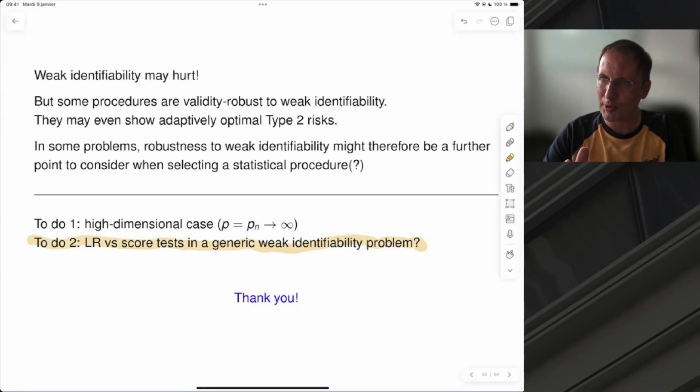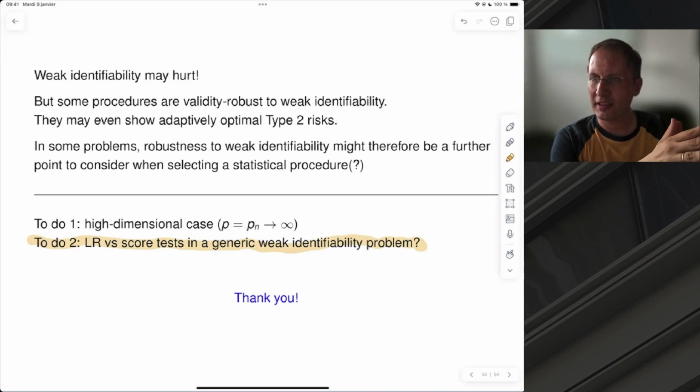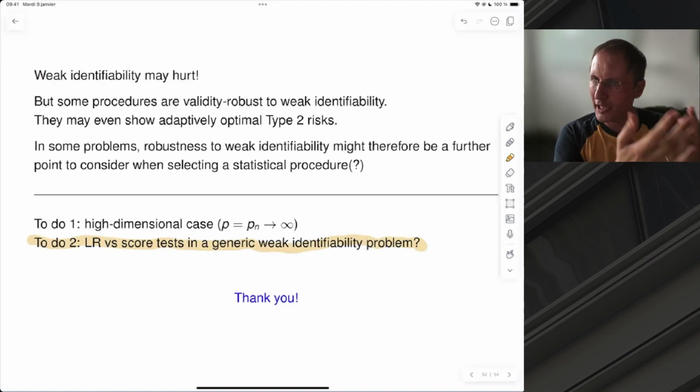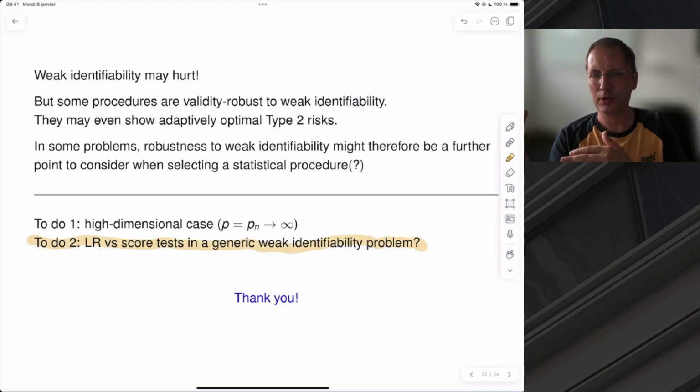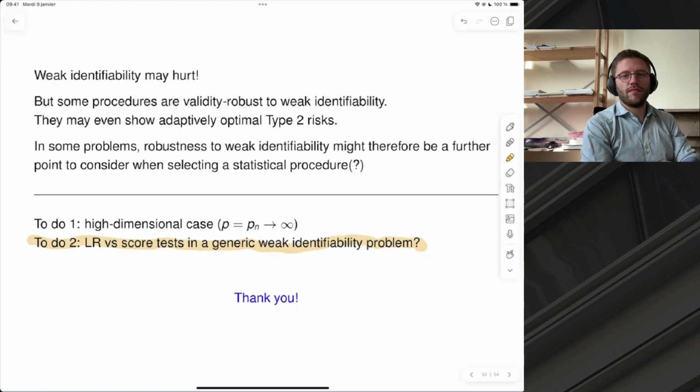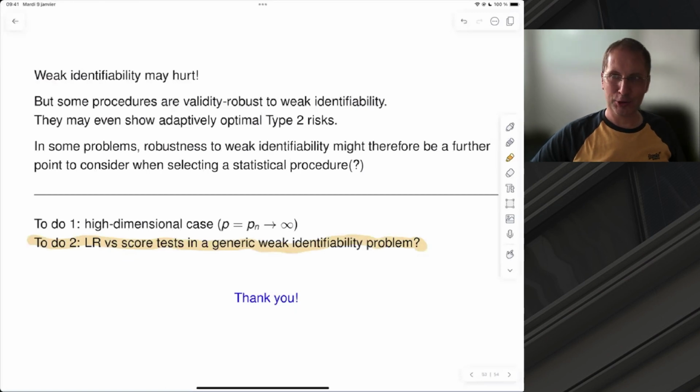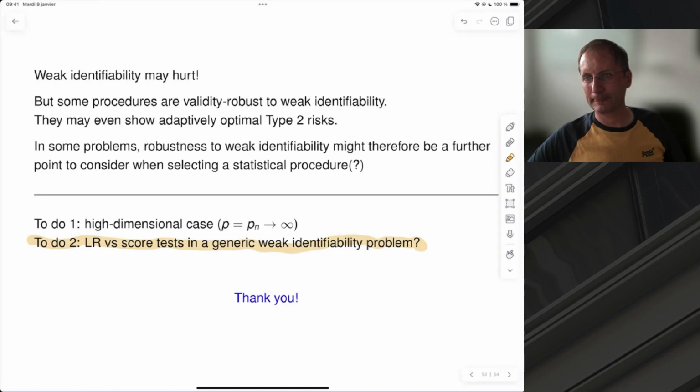So a natural question directly in line with what you say, Alexandre, is okay, this is the result for PCA. What if I go to other models where you also have weak identifiability? Will it be so that the likelihood ratio test will again be the bad guy? And will it be so that the score test will again be robust? Maybe there is a meta theorem there, that says likelihood ratio and weak identifiability are not good friends. Why don't they like each other? Honest answer is I have no clue at the moment.